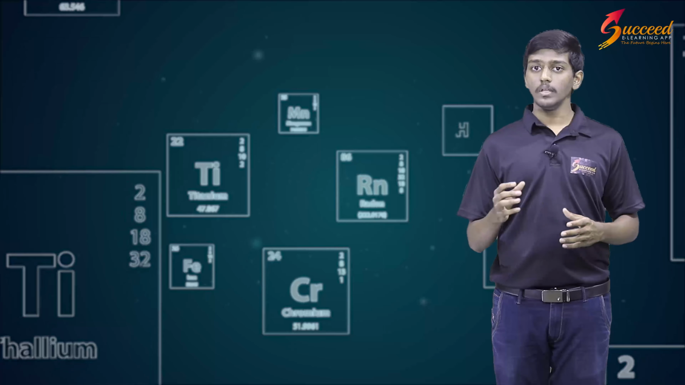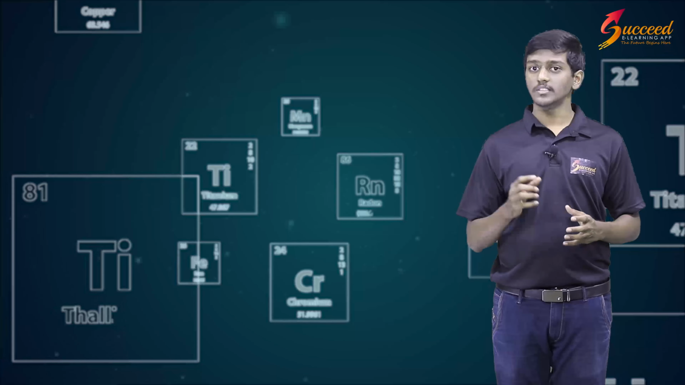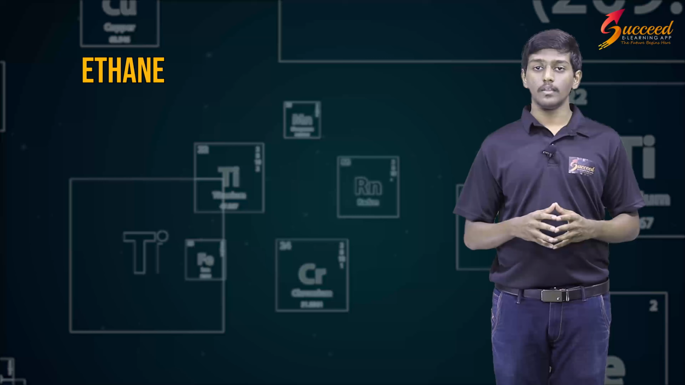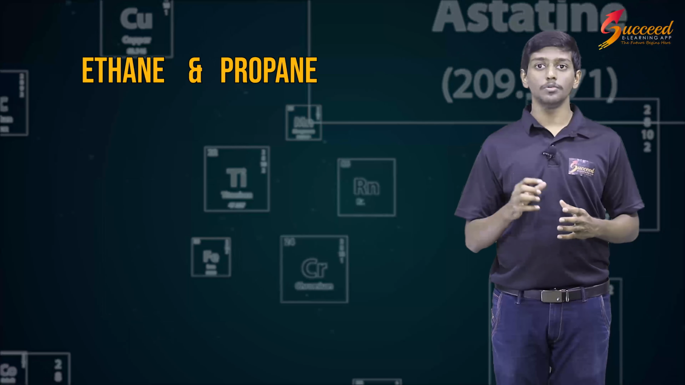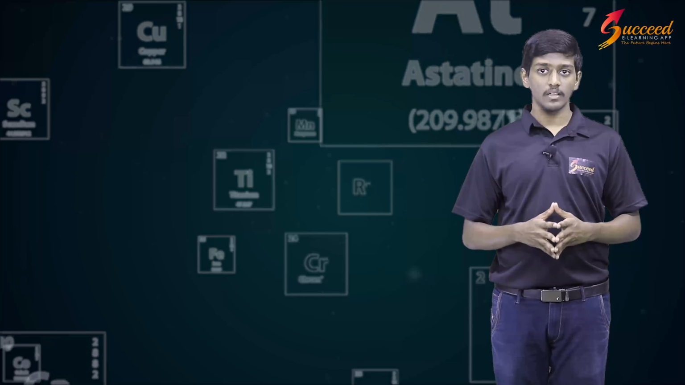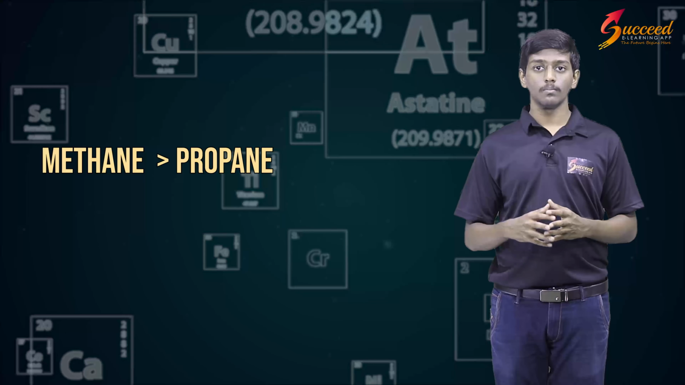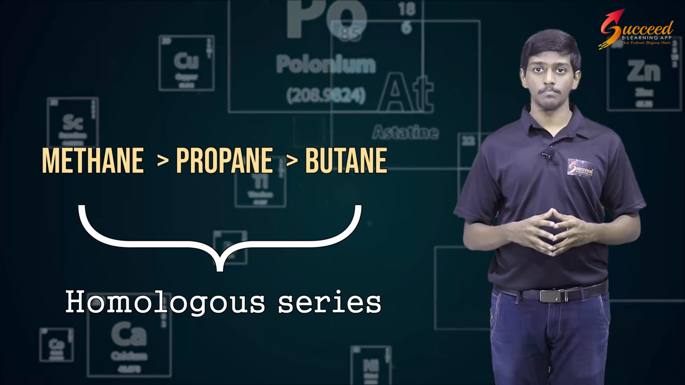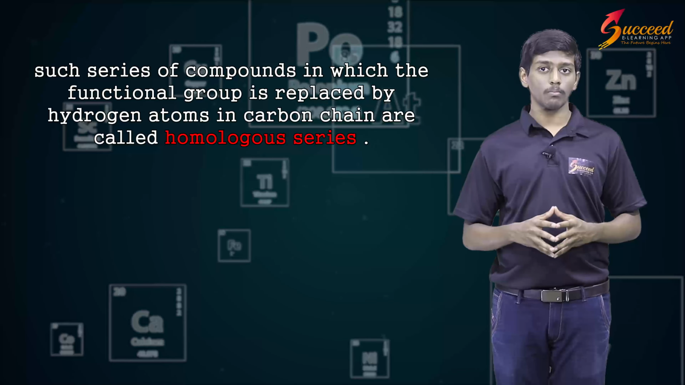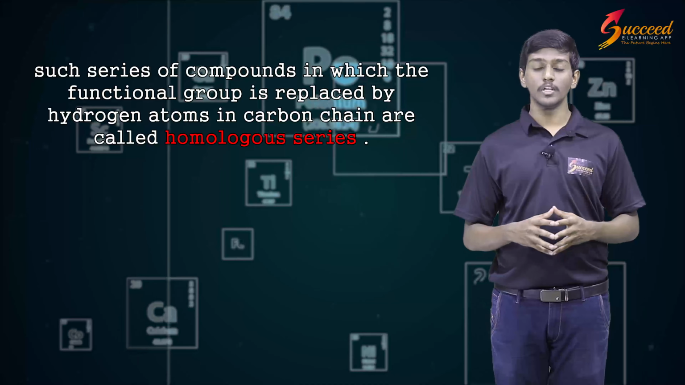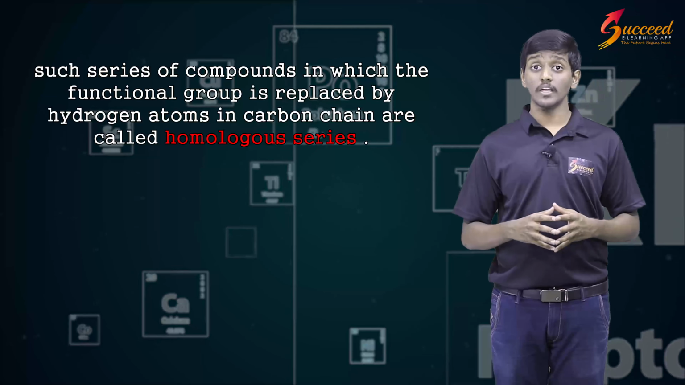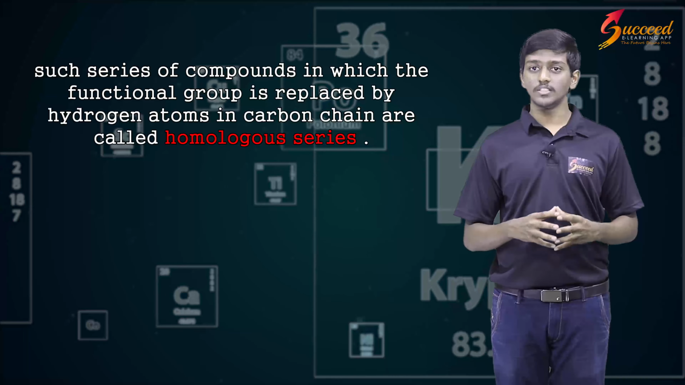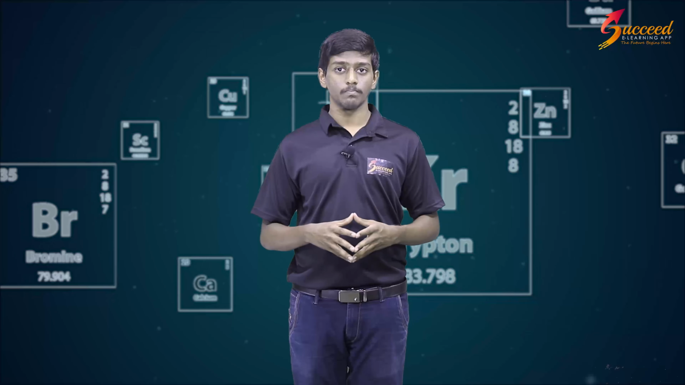Let us move on. Let us take another example. Methane and ethane differ by a CH2 unit. Ethane and propane differ by a CH2 unit again. So, we can say that methane to propane, propane to butane, all these are in a homologous series. Such a series of compounds in which the functional group replaces a hydrogen atom in a carbon chain is called a homologous series.